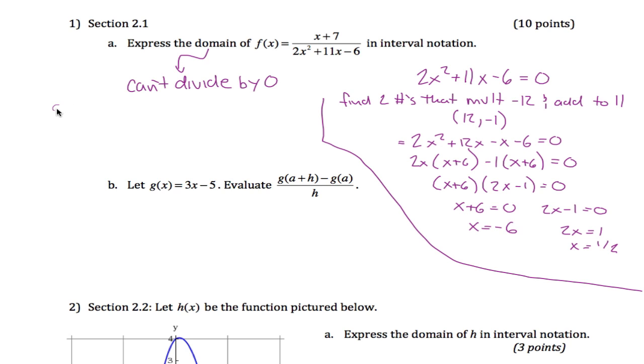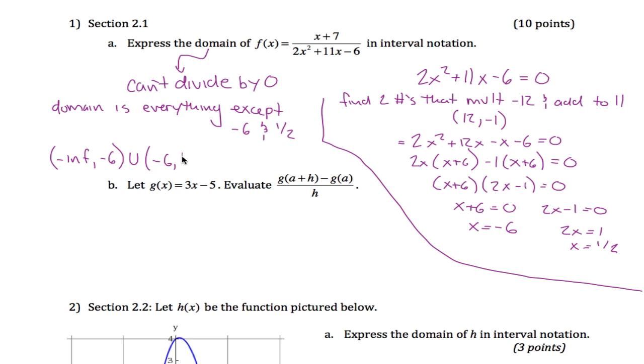So our domain is everything except negative 6 and 1/2, which we can write in interval notation as everything from negative infinity all the way up to negative 6, but not including negative 6, union everything from negative 6 all the way up to 1/2, but not including 1/2, union everything from 1/2 up to infinity. So this right here is our final answer.